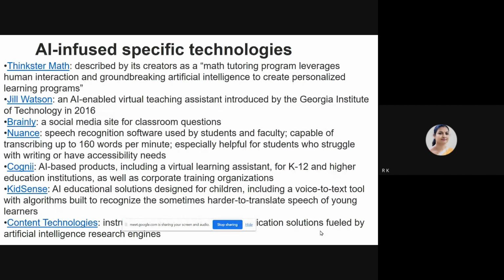Jill Watson is an AI virtual teaching assistant. It is like how you have Siri, or the assistant on Google. Brainly is another one, a social media site for classroom questions, only for asking questions. You can use that. Nuance is another one. Cogni. I will share this PPT with the IoT Academy. Kindly ask them for the PPT and go through it during your free time.